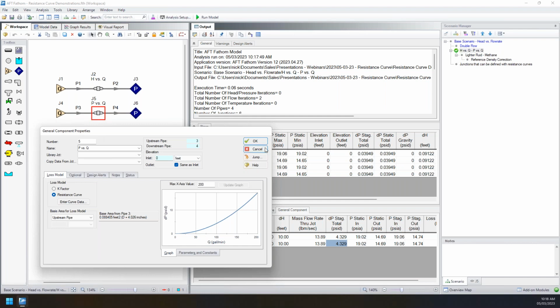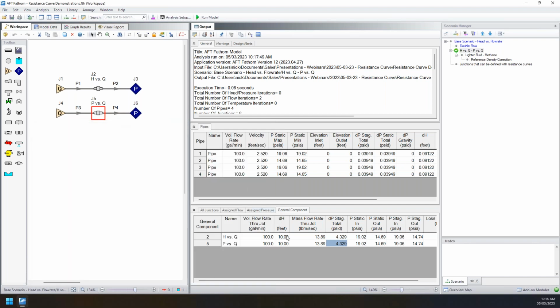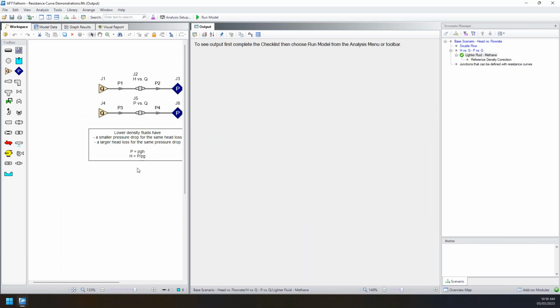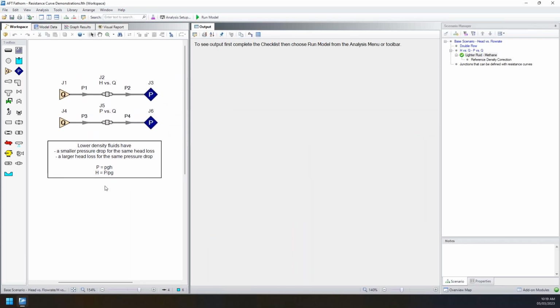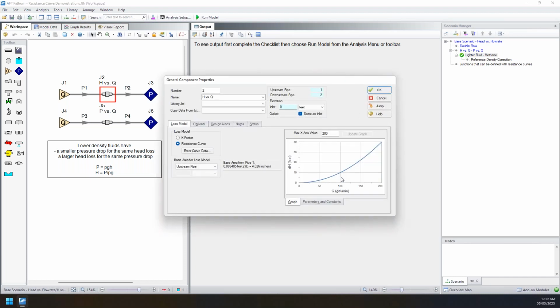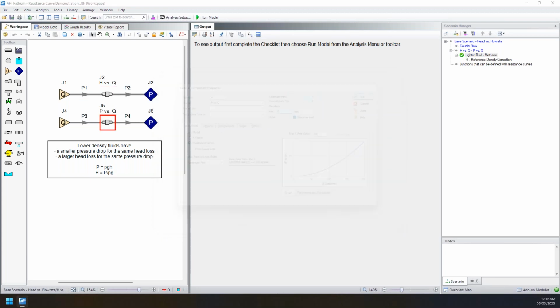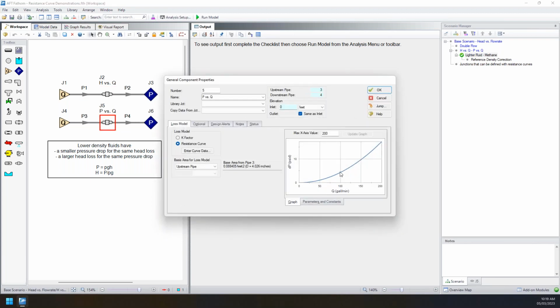But something that we can look at is if we instead change our fluid, where now the amount of head loss per amount of pressure loss is going to vary, and it's going to vary based on the density of the fluid. So here again, we have that same system, but we're going to change the fluid, and in this case, we're going to be pumping methane instead. So we haven't changed anything in the system besides our fluid. Our resistance curves are still 10 feet of head loss at 100 gallons per minute, and our pressure loss curve is still that 4.33 PSI at 100 gallons per minute.